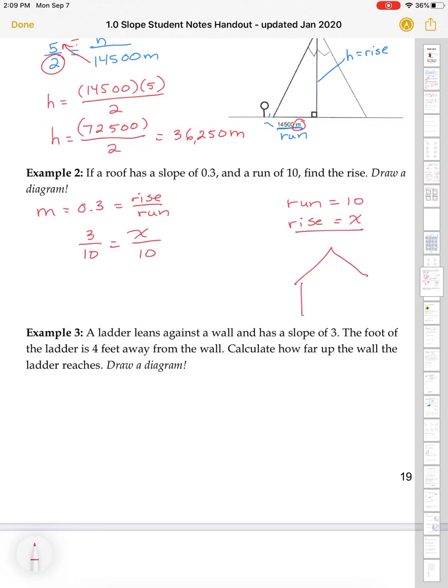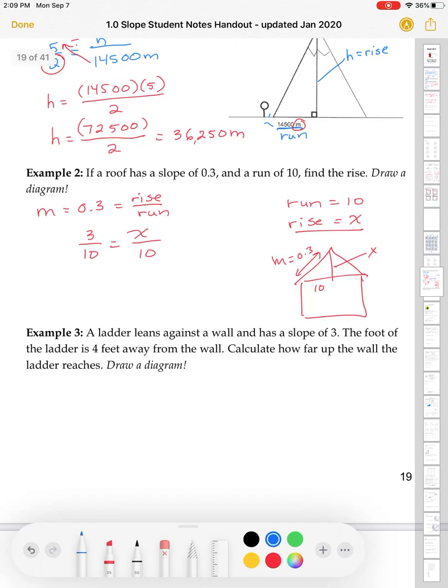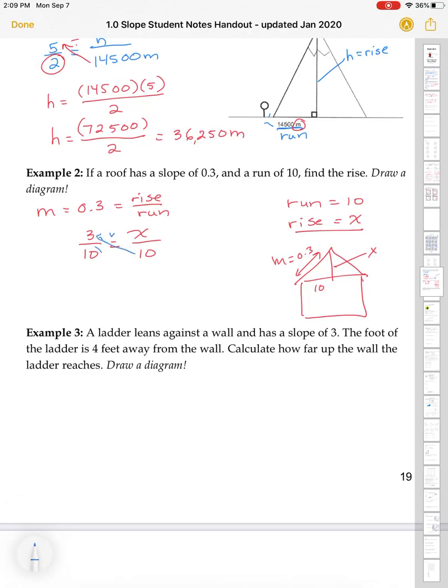Now, it also says draw a diagram. So we have a roof of a house. So the run is 10, and I want to know the rise, x, and I know my slope is 0.3. Okay, so I'm going to cross multiply and divide. So that means that x is equal to 10 times 3 divided by 10. So it'll be 30 over 10, which is equal to 0.3.